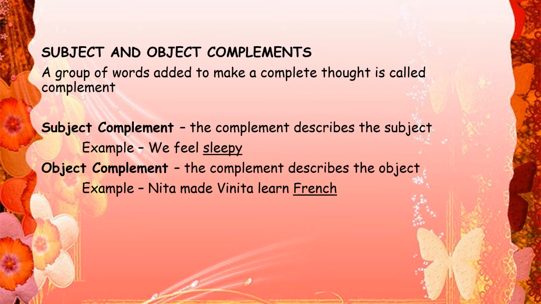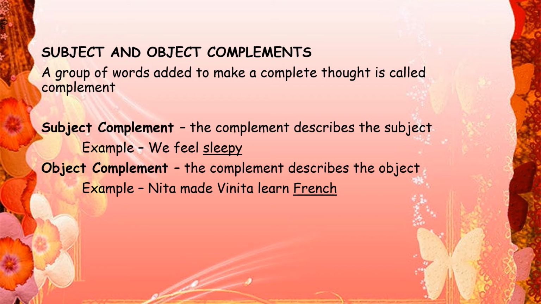Now let us look at subject and object complement. A group of words added to make a complete thought is called a complement, not the object. A group of words which is added, it can be describing the subject or it can be describing the object. So these group of words are called complement. There are two types of complements, subject complement and object complement. When the complement describes the subject, that is called subject complement, and when it describes the object, it is called object complement.